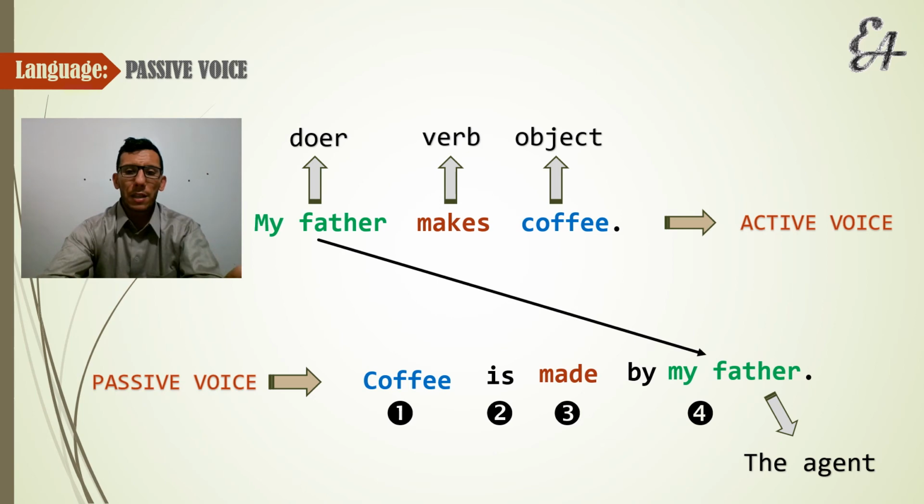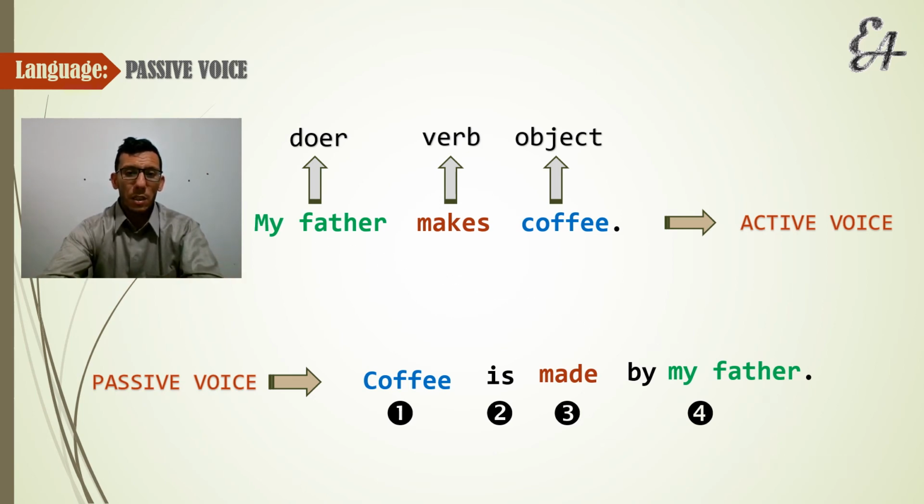I'm going to just repeat things very quickly. So active becomes passive. We have to follow 4 basic steps. The object of the active voice becomes the new subject, coffee. Number 2, we have to bring auxiliary be, which doesn't exist in the active voice. We have to bring it, we have to summon it, we have to call it.